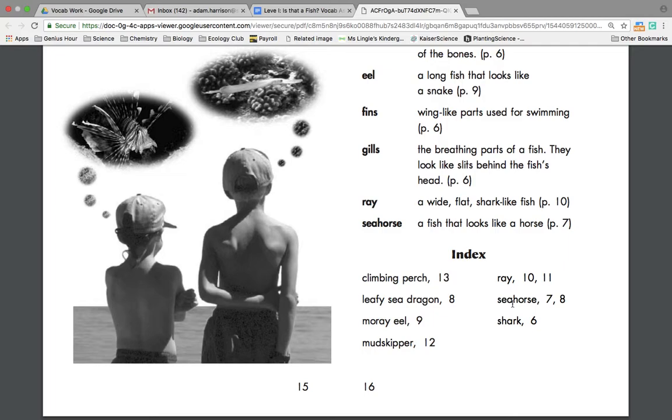Not just reading to say the words, we're reading to get information that we need. We're reading to understand. We're reading to learn. That's the most important part.